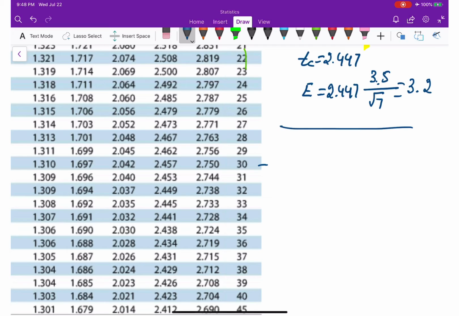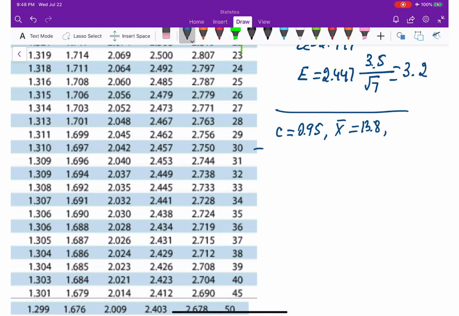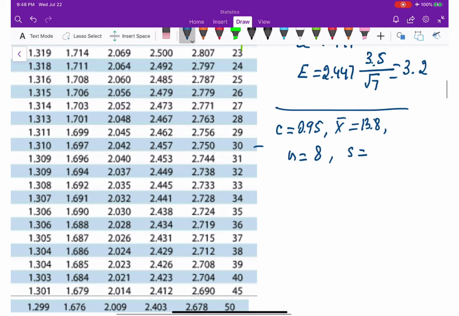So C, confidence level, is equal 0.95. What else is given? X bar is given. It's an average of the sample, 13.8. What else is given? Sample size is given. It's an 8. And S, standard deviation of sample, is equal 3.0.